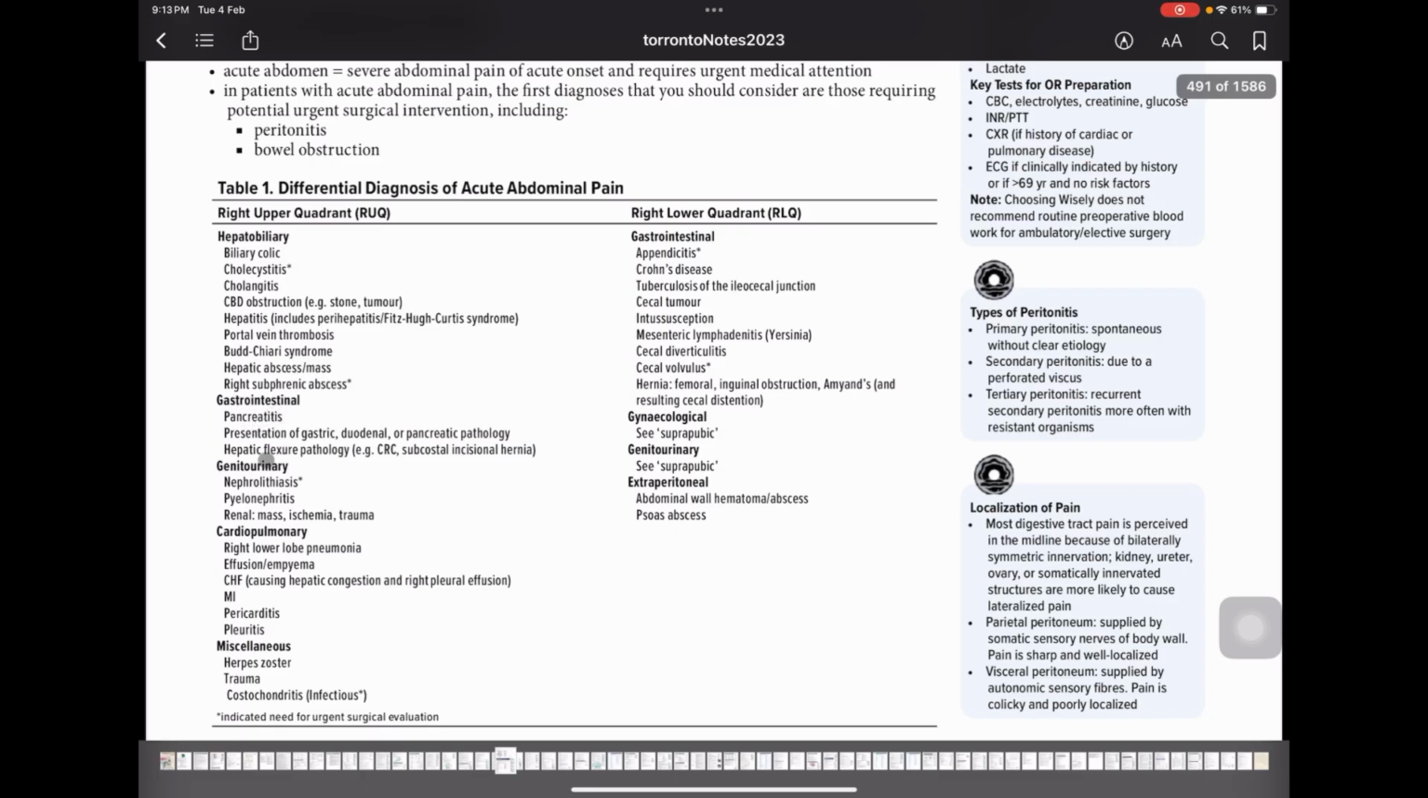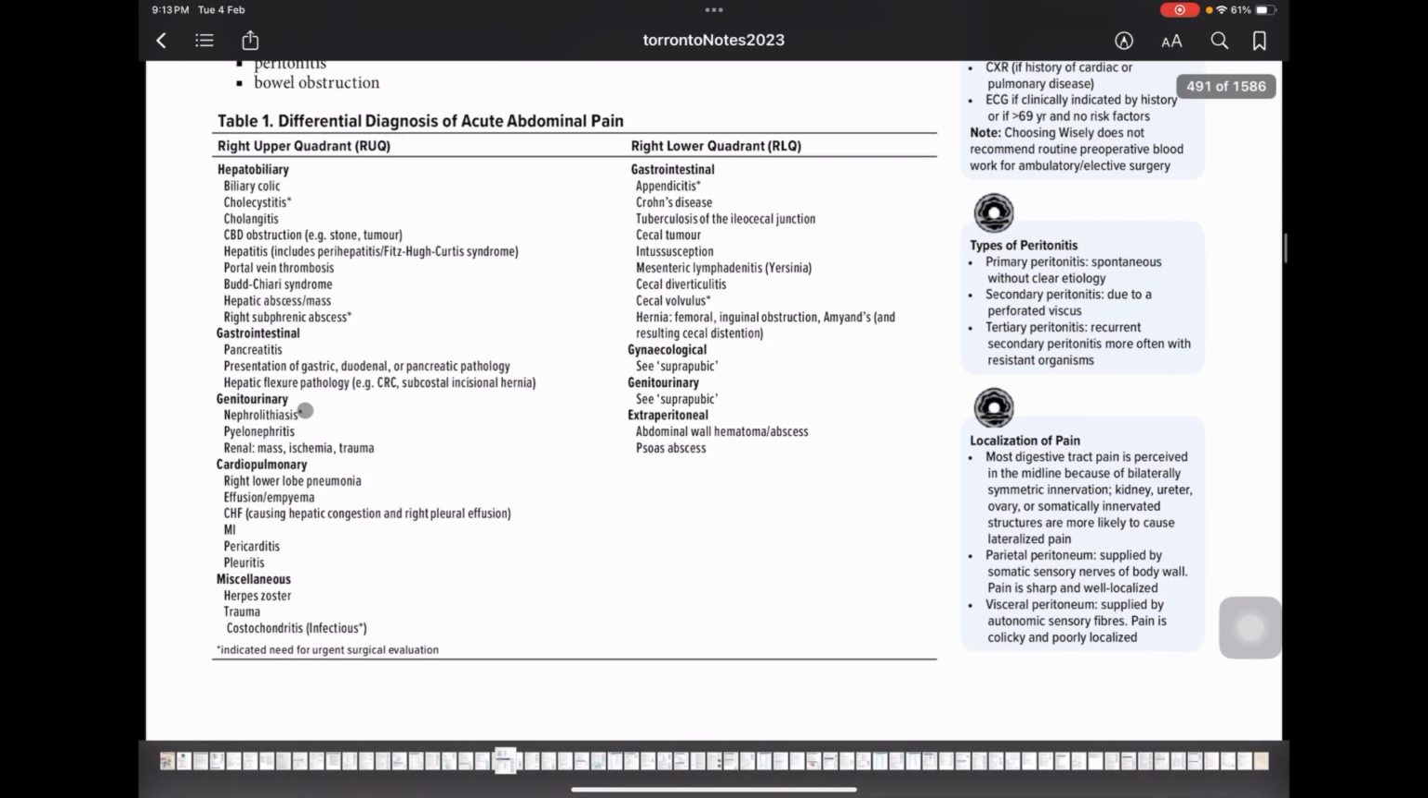GI causes like pancreatitis and presentation of gastric, duodenal, and pancreatic pathology, hepatic flexure pathology, and CRC, subcostal incisional hernia. Genitourinary: nephrolithiasis, pyelonephritis, renal mass, ischemia, and trauma. Cardiopulmonary: right lower lobe pneumonia, effusion, empyema, congestive heart failure causing hepatic congestion, and right pleural effusion. MI, pericarditis, pleuritis, and miscellaneous like herpes zoster, trauma, costochondritis.